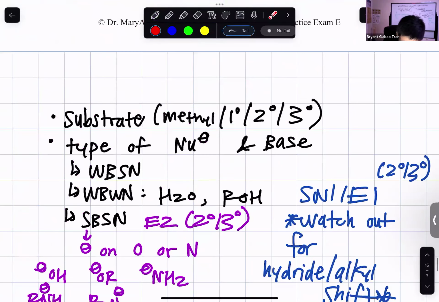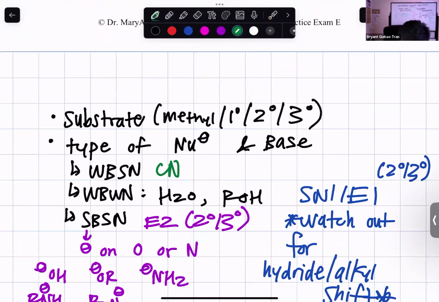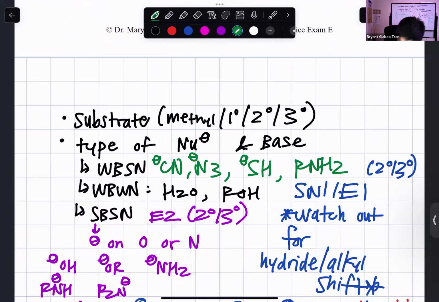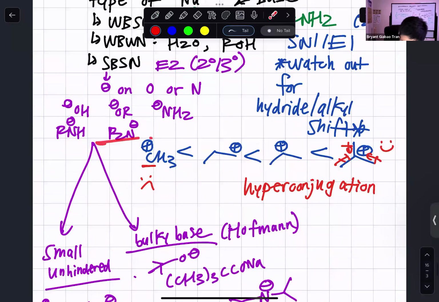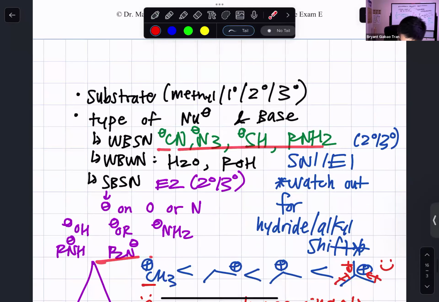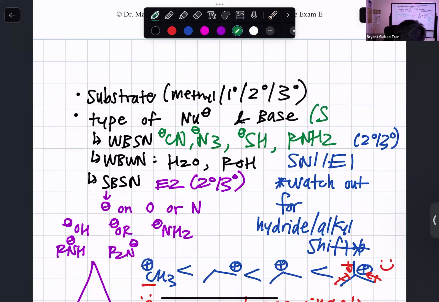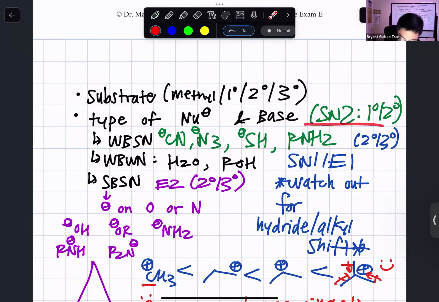And everything else is going to be weak base, strong nucleophiles, like the CN minus, N3 minus, SH minus, even neutral amines, right? Not negatively charged amines, because if it's negatively charged, then that would be a strong base. And all of these right here would do SN2, right? But SN2 only works on primary or secondary substrates, not tertiary, because SN2 prefers less sterically hindered substrates. Tertiary is too sterically hindered.